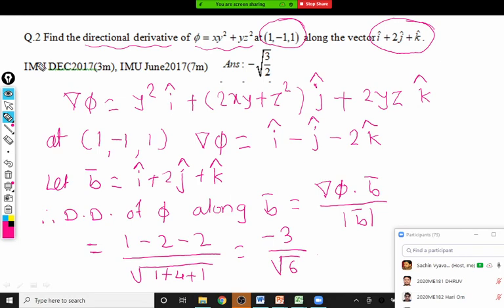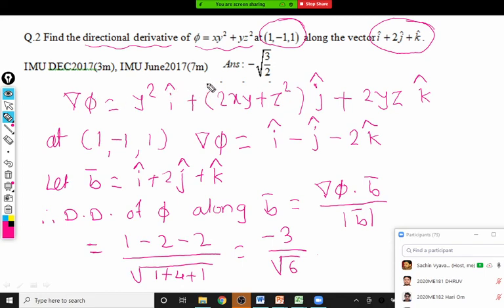So you will observe this question was already asked in 2017 two times, in the December exam as well as in the June exam. And the funny thing is, in one place the same question is asked for 3 marks, and in another place it is asked for 7 marks. So it depends on the examiner or the paper setter. But there is nothing like, if this question comes for 7 marks, you have to write very big things. The same calculation you can write for 3 marks as well as for 7 marks, because you've done everything. Only one thing is missing here at the beginning.